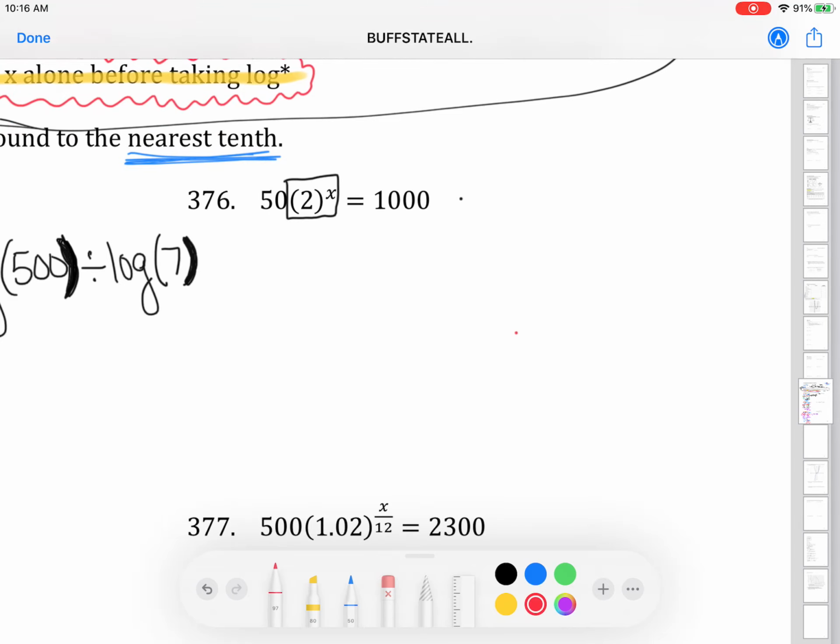Okay, right now, 50 is being multiplied by that 2 to the x. And if my goal is to get that 2 to the x by itself, I've got to move that times 50 to the other side. And I'm going to do so by dividing by 50. So that notice right here, these 50s completely cancel out. So I'm left with the 2 to the x that I needed to be alone on the left side. And then on the right side, I just do 1,000 divided by 50. And that gets me 20. So now this 2 to the x is by itself, and I'm good to start using logs.